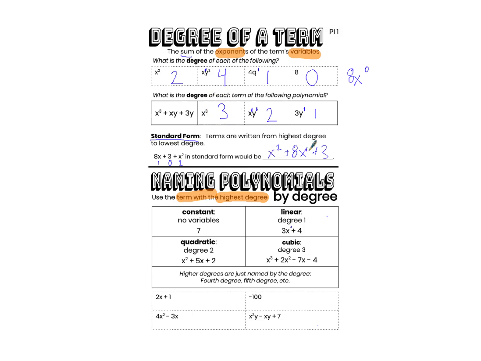For this one, x squared plus 8x plus 3, we found the degree of each term, and then we would name this polynomial based on a degree of 2. That is the degree of the highest degree term. So here's the words.